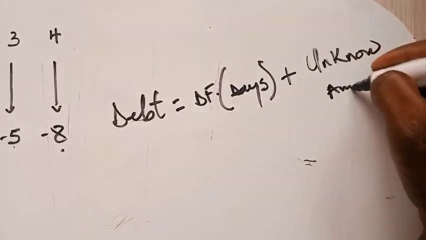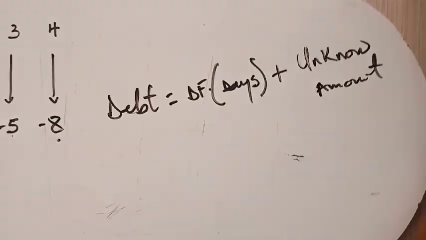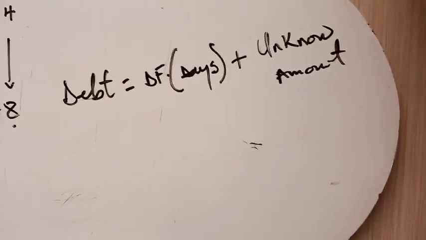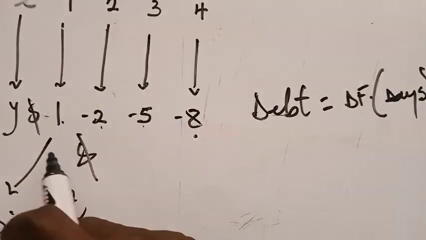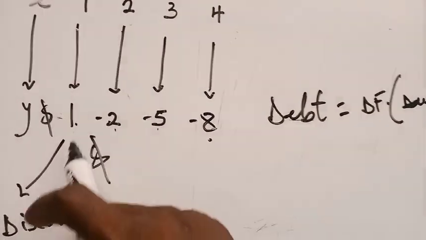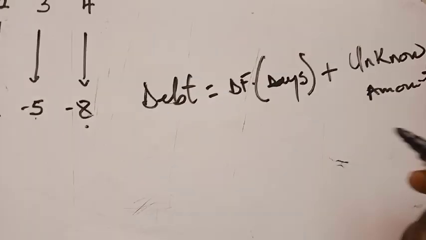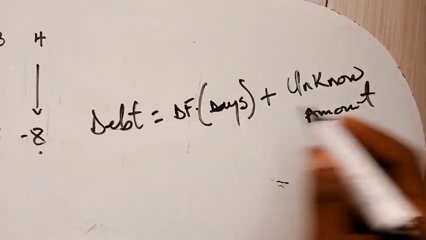An unknown amount, right? So if you are watching me from a different country, you just need to change your currency by replacing this with your own currency, right? So this is a dollar. Now this is the definition. Is that okay? This is very simple and straightforward.